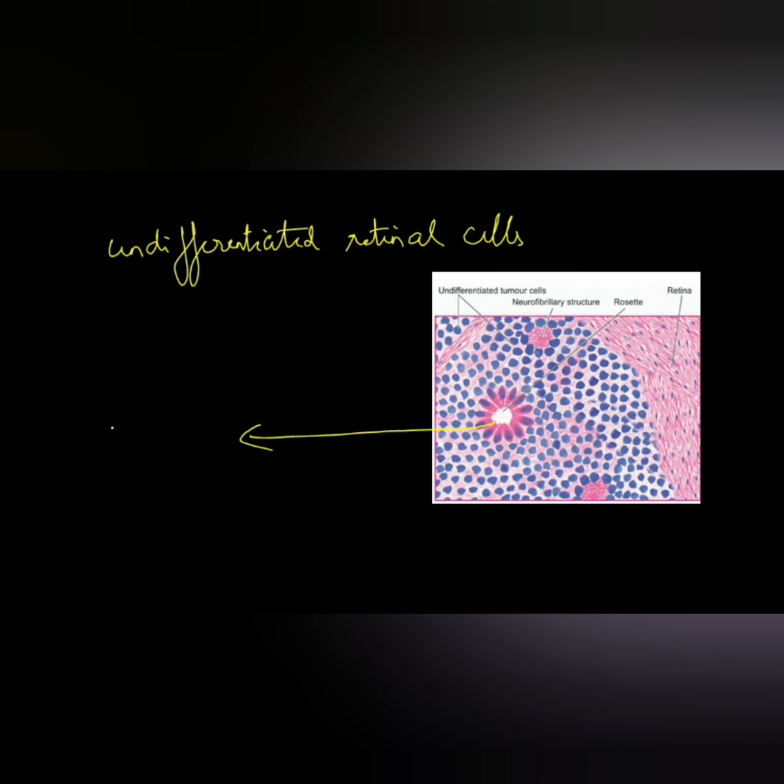is called as Flexner-Winter-Steiner rosettes. So here you can see that you have a lumen in the center around which you have got the cells which are arranged with the nuclei away from the lumen. So this is your Flexner-Winter-Steiner rosettes. Now the second one, what you are seeing over here.